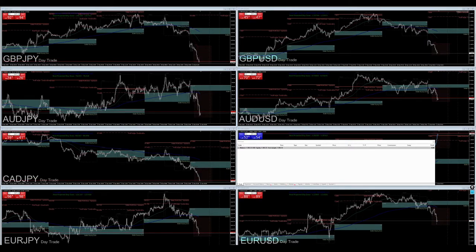Wow, again, look at this move. Quite a bit of price action here this Sunday.